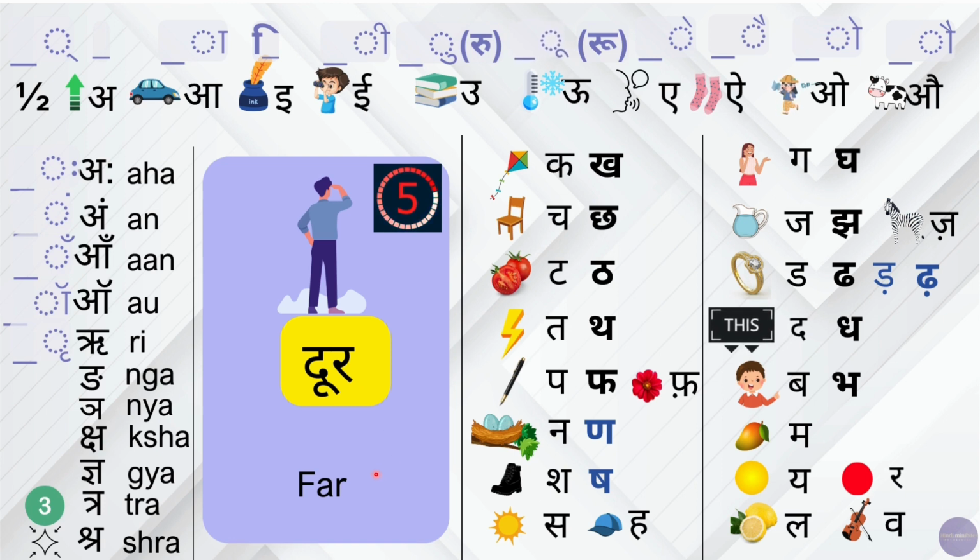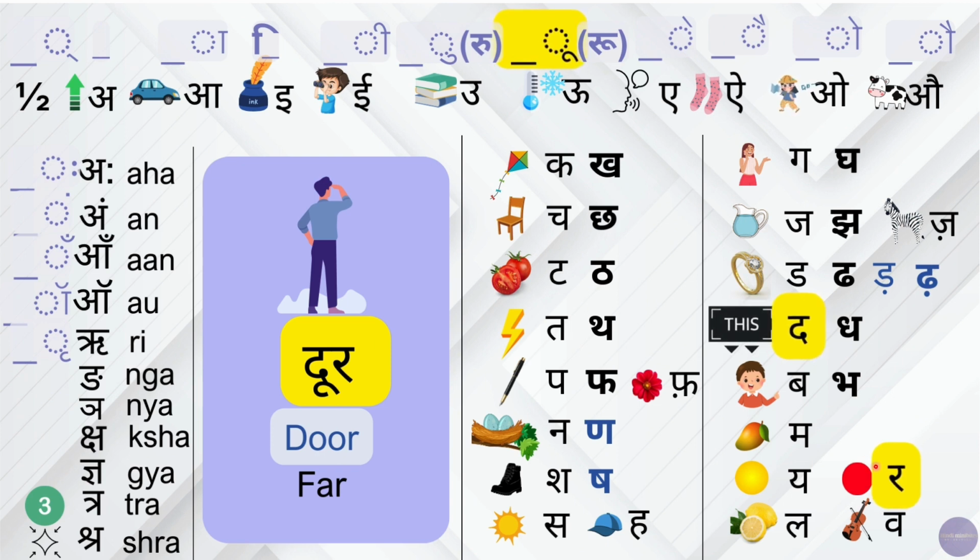This word means far. The as in this, R as in red. And when we use the add-on symbol of oo as in cool to the, it makes the sound do. So the word sound is dur. Dur. Next word.